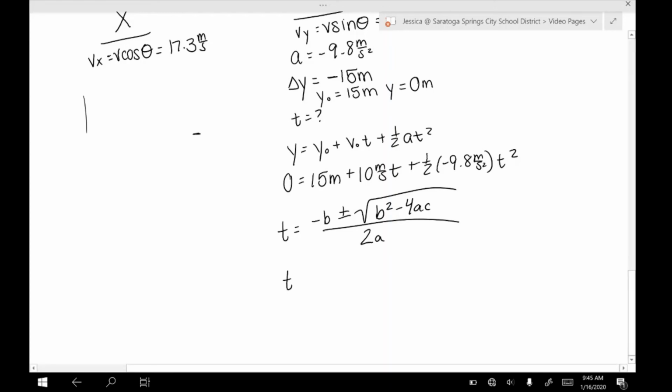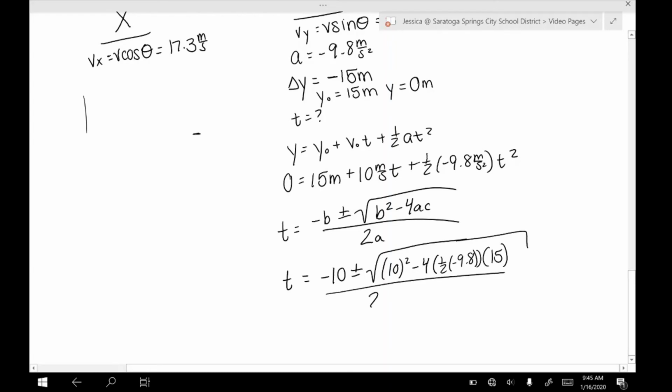So we would do t equals negative 10 plus or minus the square root of 10 squared minus 4 times a, which is 1/2 times negative 9.8, and c, which is 15, all over 2 times negative 1/2 times 9.8. Now this is going to give us two answers for time. One is going to be positive, one is going to be negative. Obviously we can't have negative time, so we would just take the positive one.